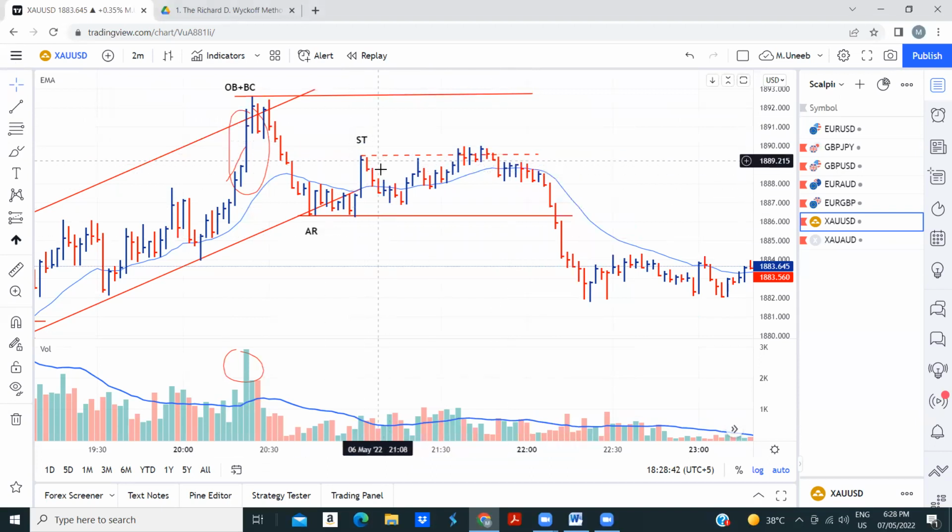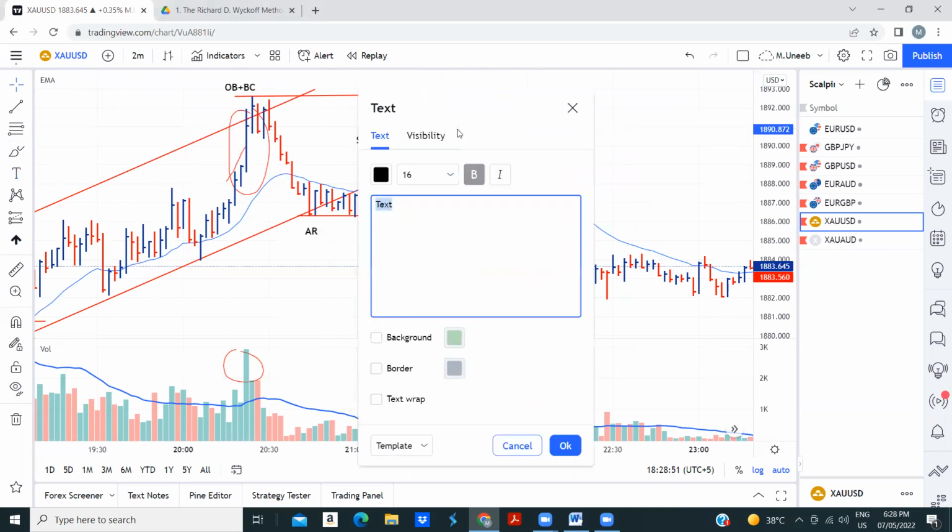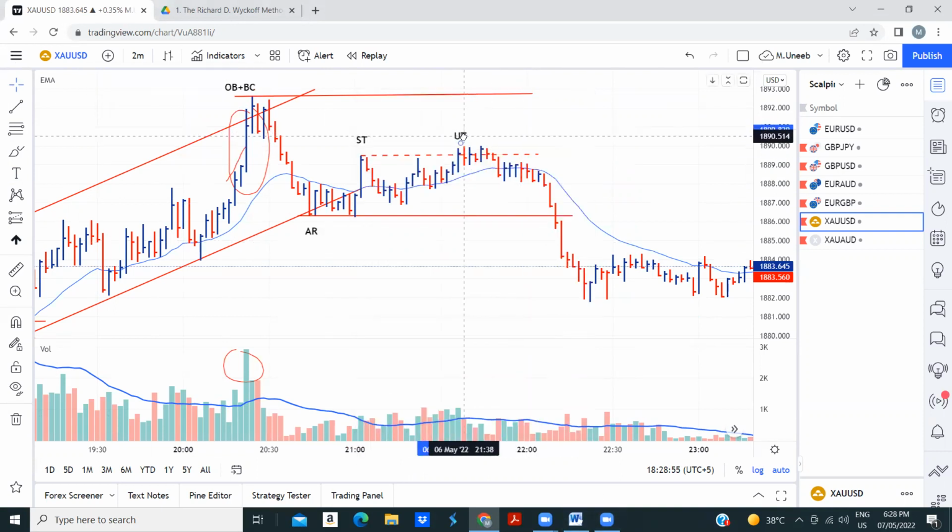Now after secondary test, what happens? The price goes down and comes back to this position. Now, what do we call this position? Upthrust, UT. Am I right? Yes. Now, after upthrust, what will happen?